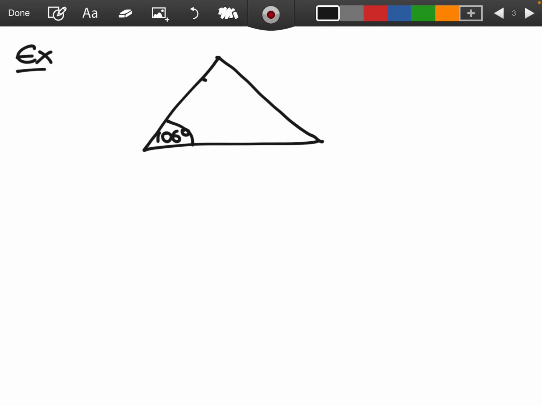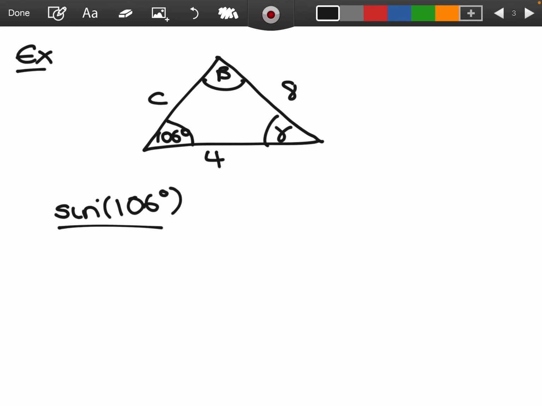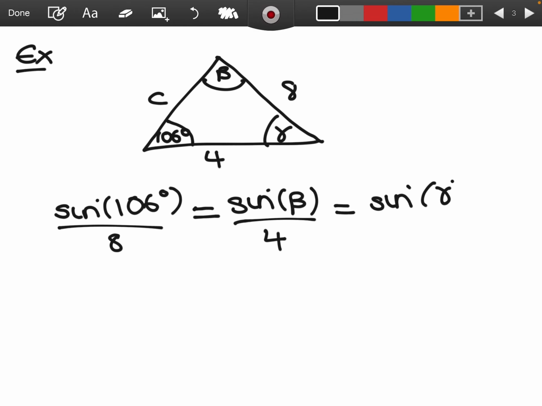Then I've got, I'll call them beta and gamma, here and here. I know that this side is 4 and this side is 8, and I don't know this side. So if I go ahead again and use my law of sines in order to try and solve for this, I would get sine of 106 degrees divided by 8 is equal to sine of beta divided by the side opposite it, which is 4, which is equal to sine of gamma over c.